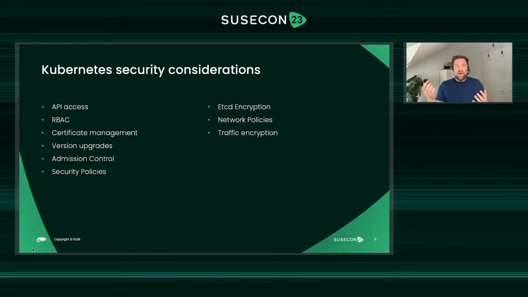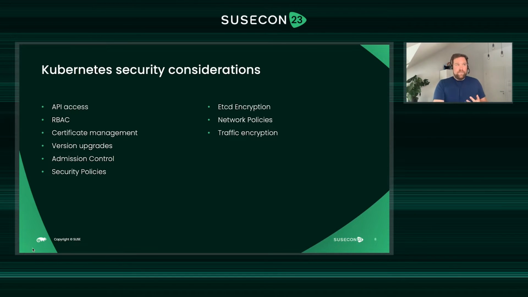Things to consider there are who has actually access to the Kubernetes API and also with which permissions. So configure role-based access control correctly and accordingly. You want to look into certificate management, both for application TLS certificates and the Kubernetes internal certificates. Kubernetes needs to be up to date so that you patch any CVEs that have been found. And you also may want to limit what the applications and containers in your clusters can do with admission control and security policies. The Kubernetes data store, etcd, can be encrypted, and you can also limit network traffic inside of your clusters and encrypt it if necessary.